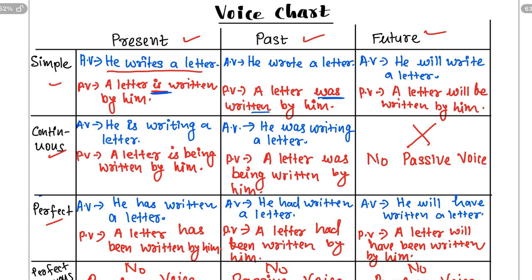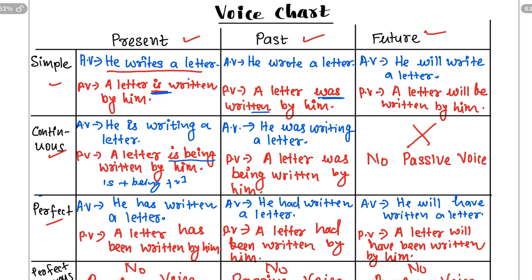Similarly, in continuous tense, what are the changes? He is writing a letter. This is an active voice, and it is changed into passive voice by introducing is plus being plus third form of the verb. So is plus being plus third form of the verb. This is the structure of active passive voice in present continuous tense.